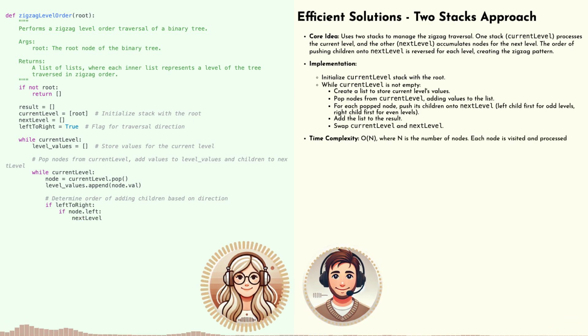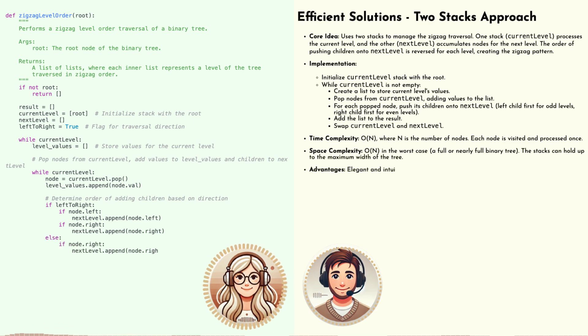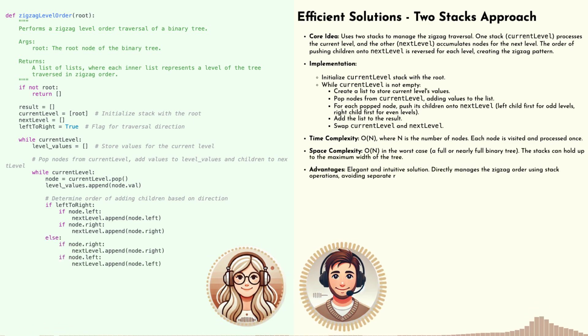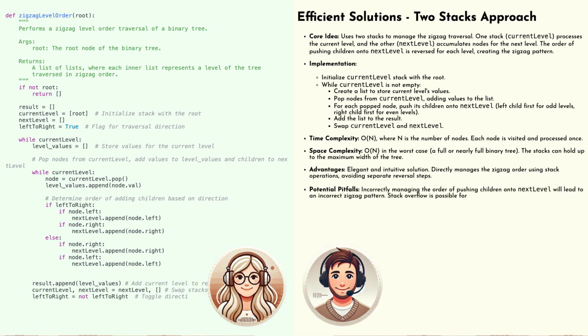For each node we pop off current level, we're going to push its children onto the next level stack. So far it sounds a bit like BFS, but instead of a queue, we're using a stack. Where's the zigzag magic happening? It's all in the order we push those children onto the next level stack. If we're on an odd-numbered level, we push the left child first, then the right child. On even-numbered levels, we reverse that order, right child first, then left.